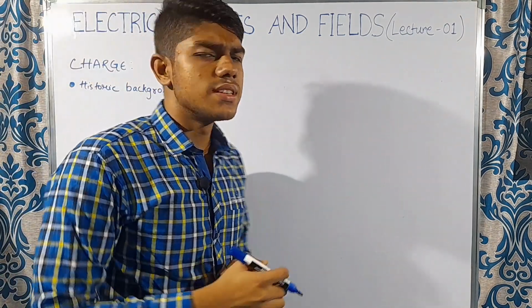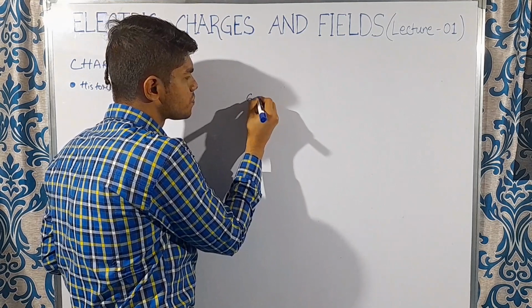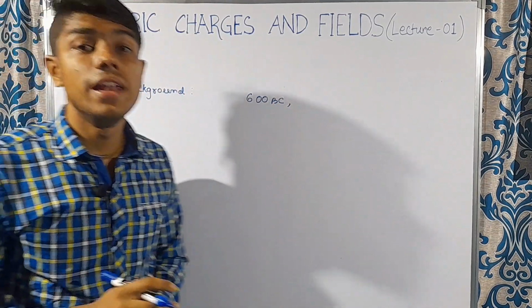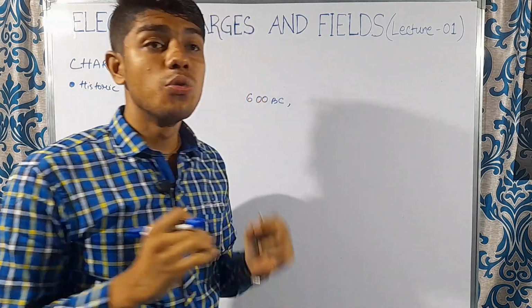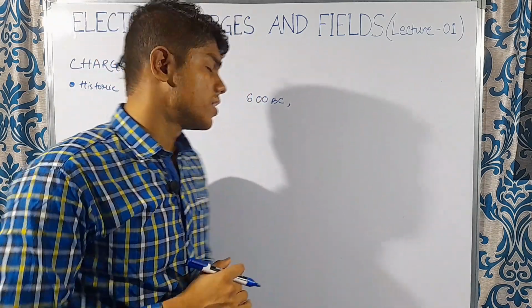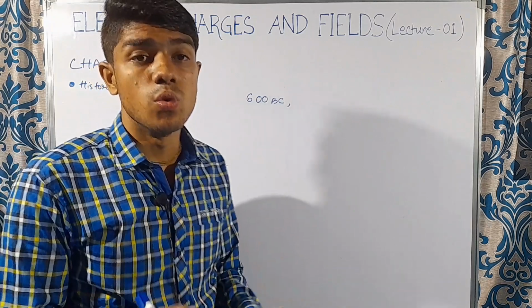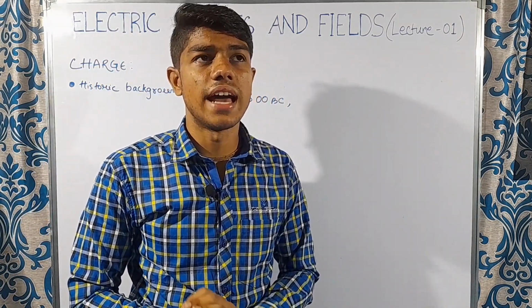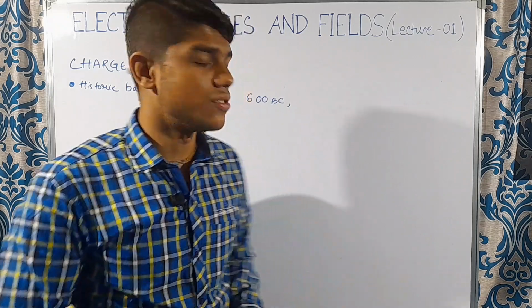It was around 600 BC that Thales of Miletus from Greece first discovered the fact that when amber is rubbed with wool, it can attract light objects like feathers, leaves, etc.